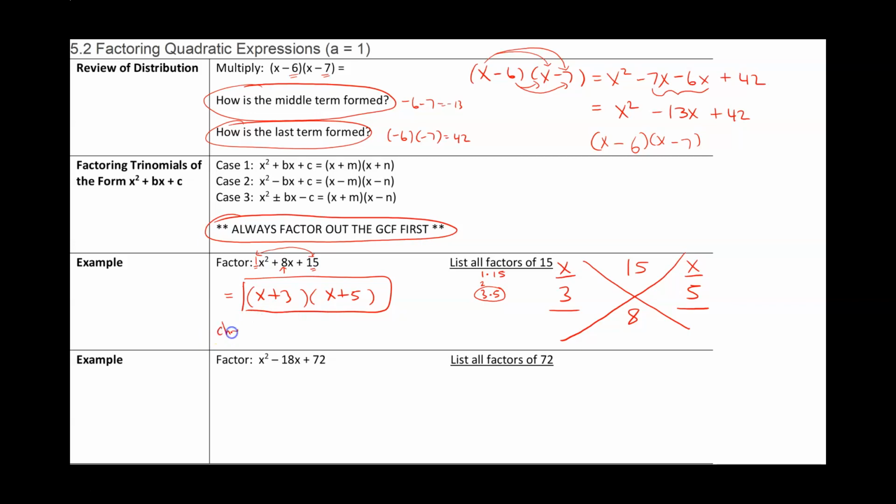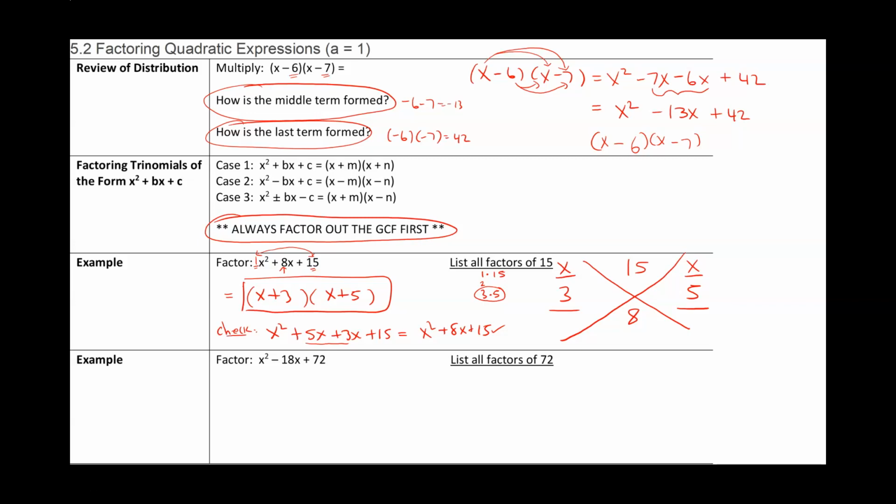What I recommend is you always check by foiling it. So x times x is x squared, x times 5 is 5x, 3 times x is 3x, and 3 times 5 is 15. If you add our like terms, we get x squared plus 8x plus 15. As long as you get the quadratic we started off with, this is correct.